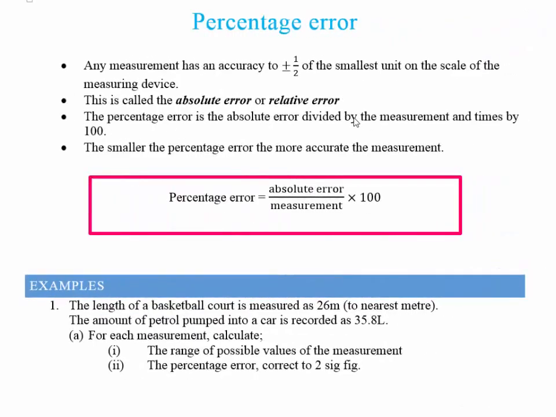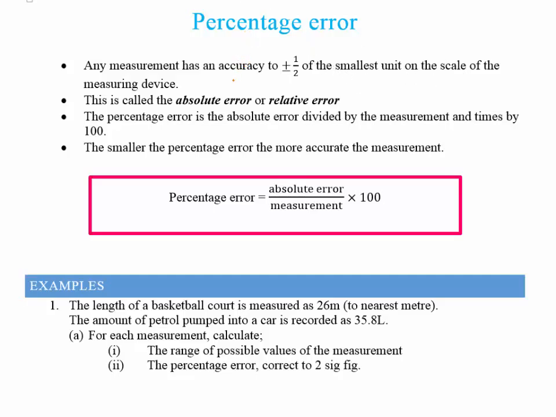So what we're going to be looking at today is percentage error, and this is something we looked at right back in the beginning of year 11. Just to review it, percentage error is any measurement that has an accuracy of plus or minus a half of the smallest unit on the scale of the measuring device.